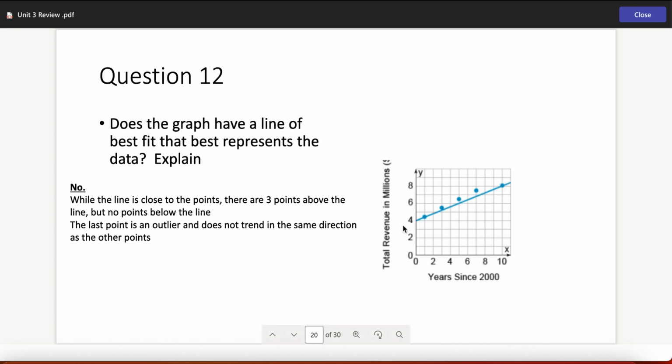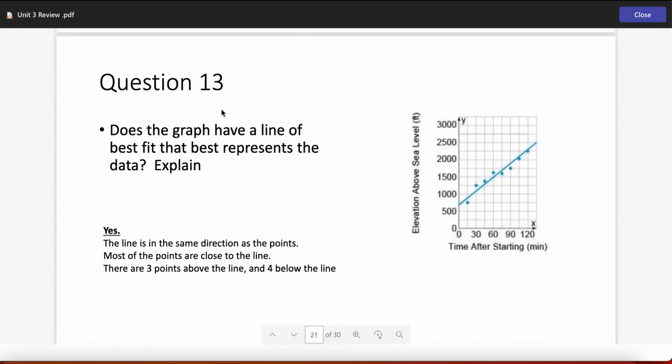This is the outlier, and usually if the line were drawn here, it would have been a linear association. So basically, this is not a line of best fit. There are 3 points above the line, and they don't go in the same direction throughout.